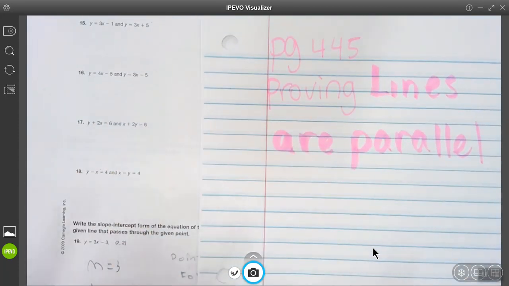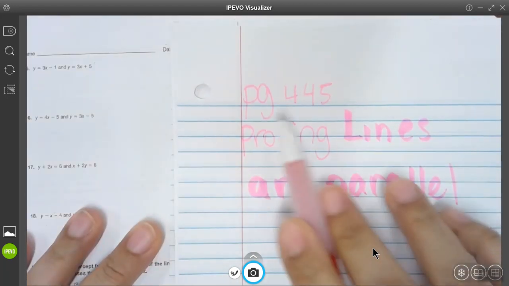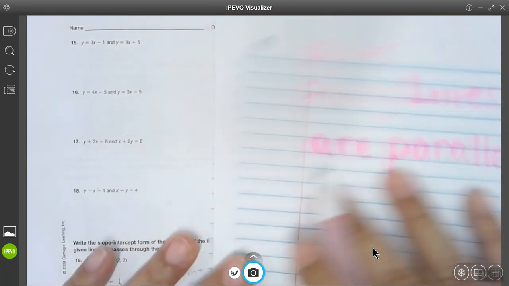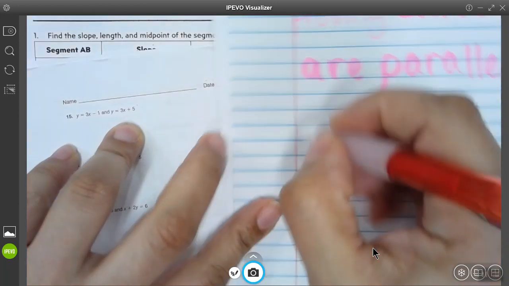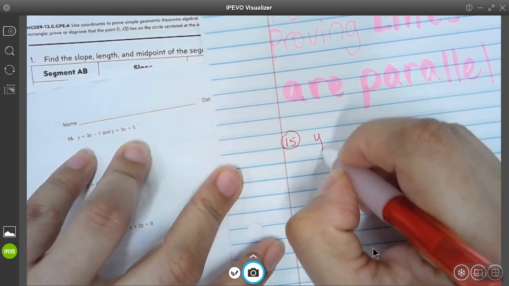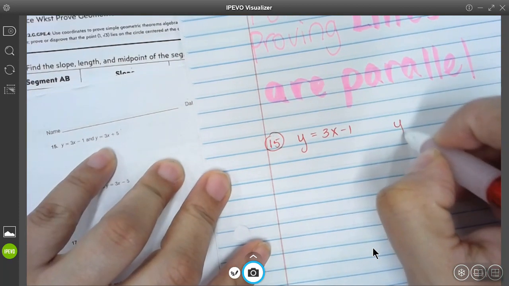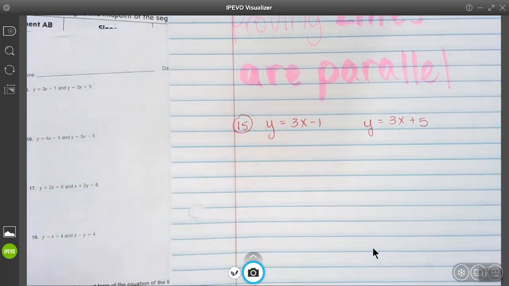We're still on the packet that I gave in class to talk about the different standards. Page 445, and I know you can't really see it on the video here, but we're working on proving that lines are parallel. So if we look at question number 15, they give you two equations: y equals 3x minus 1 and y equals 3x plus 5. Right, so are these two lines parallel?